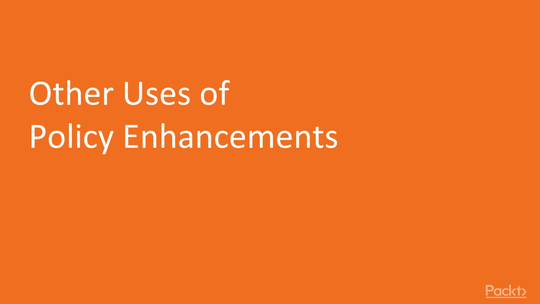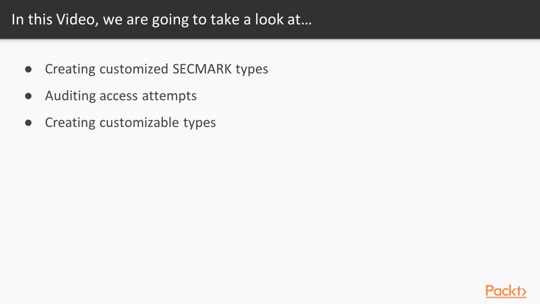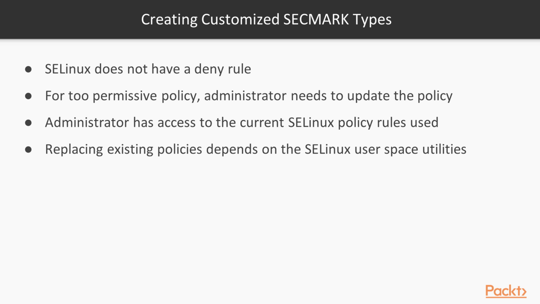We're now at the last video of this section, other uses of policy enhancements. In the previous video, we learned how to replace existing policies. In this video, we'll first create customized secmark types and see how to audit access templates. Lastly, we'll learn to create customizable types. Let's start by creating customized secmark types.